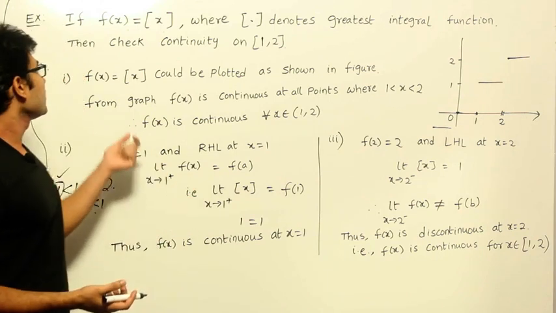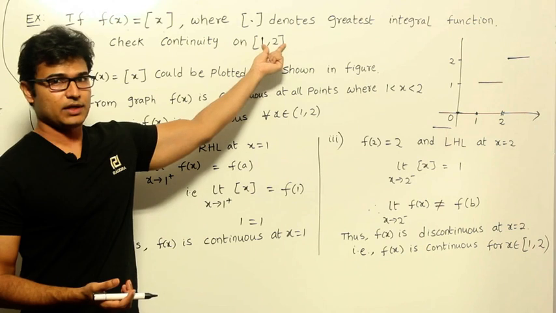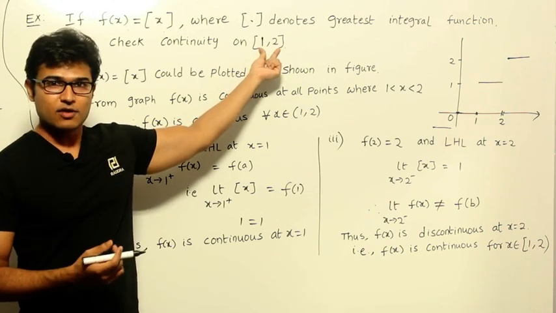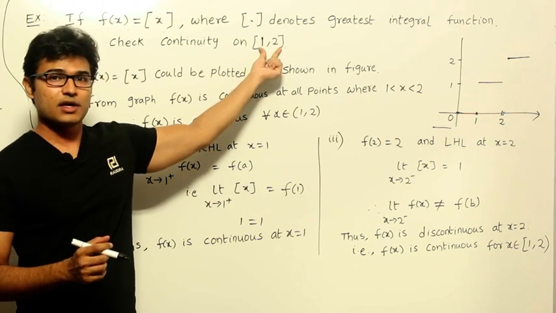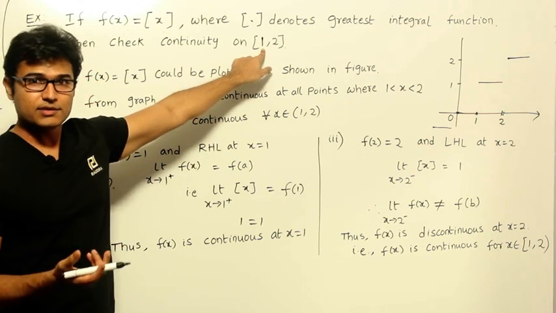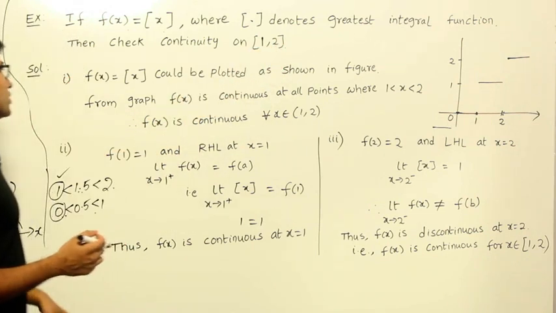But in this question, they are asking us to check whether it is continuous between 1 and 2. So how can I check it? There are three conditions I need to check. For all the values between 1 and 2, I should find out whether it is continuous or not, and then at the initial value it should be right continuous, and at the final value it should be left continuous. So let's see how to do it.